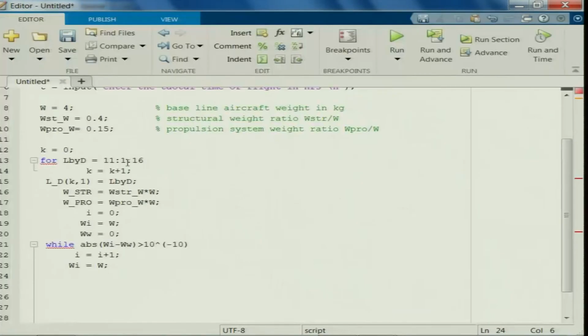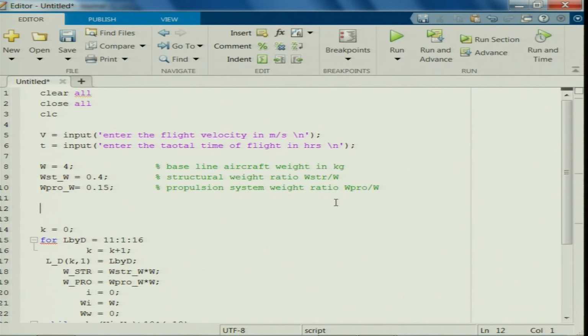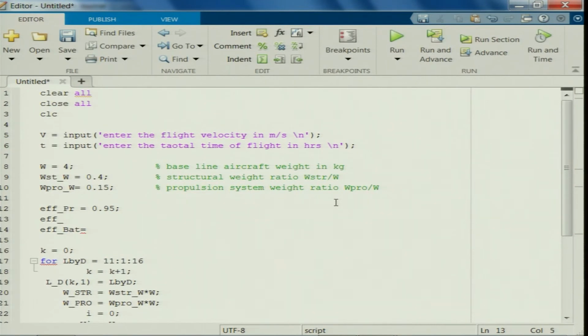So, apart from this, there is input data related to propulsive efficiency, motor efficiency, and electrical efficiency. So, efficiency underscore PR, propulsive efficiency, is equal to 0.95. Efficiency underscore battery is equal to, propulsion efficiency underscore propulsion battery, and then electrical efficiency, ELE. Let us say this is also PRO.